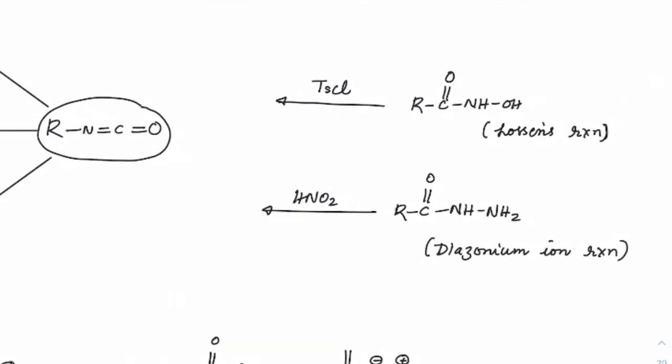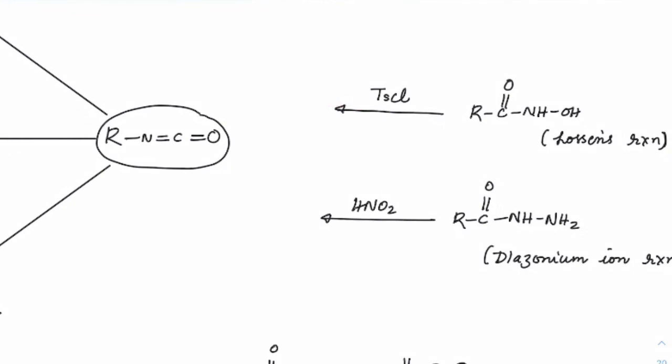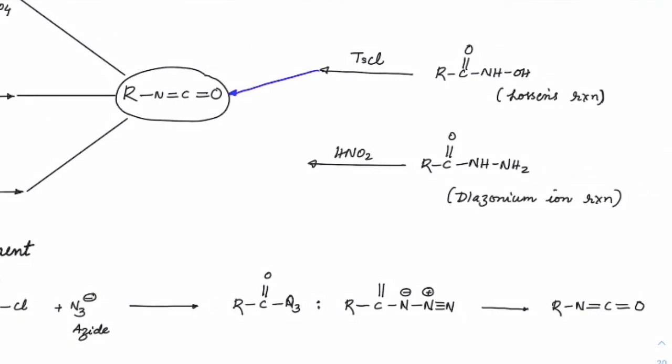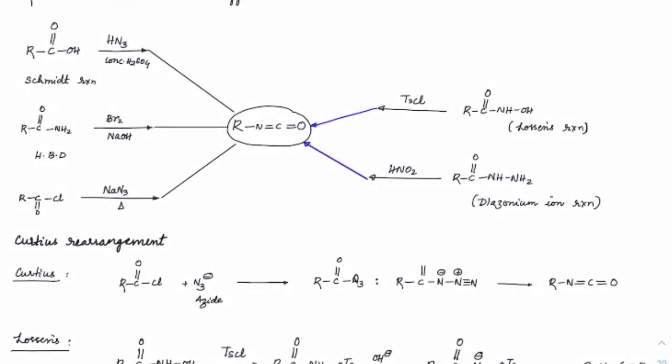And in case you have a hydroxamic acid, if you treat it with TsCl, tosylation, that will also go through Hofmann isocyanate formation. Same reaction, same mechanism. Then in case of HNO2, this is hydrazine, right? So hydrazine will form N2 plus here, and that will also give isocyanate formation. Got it? All of these have various names.